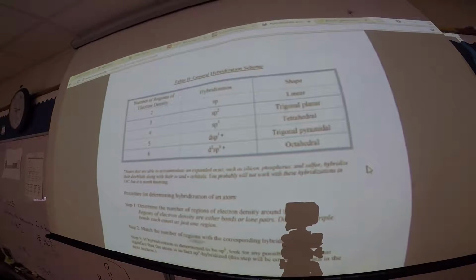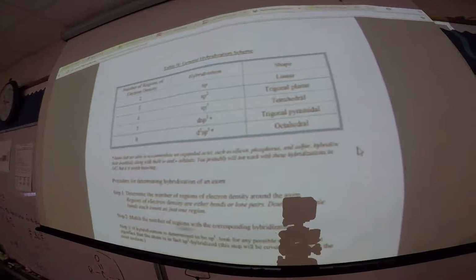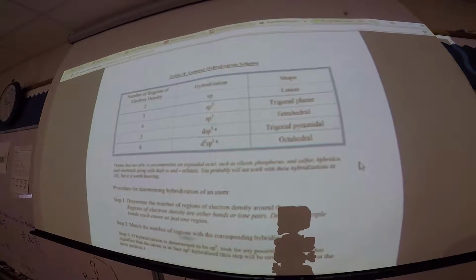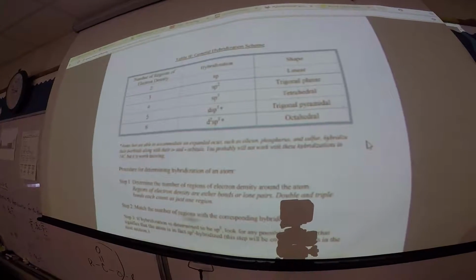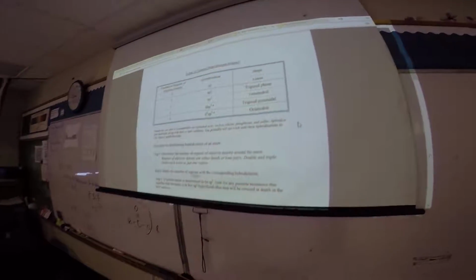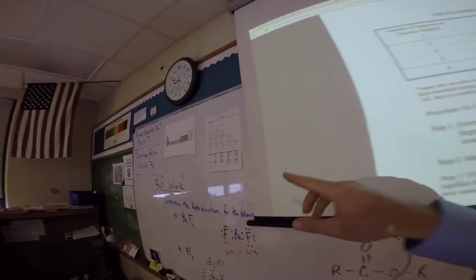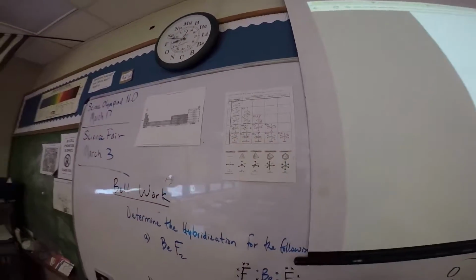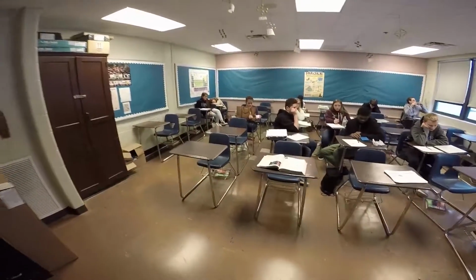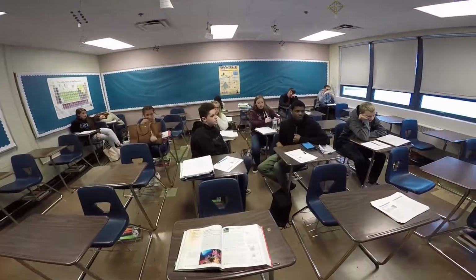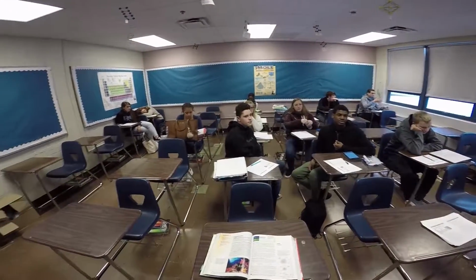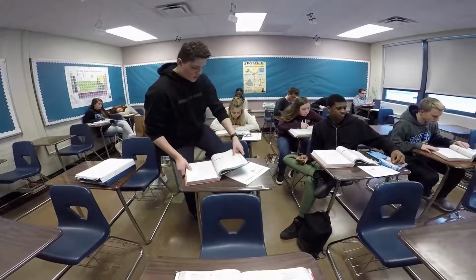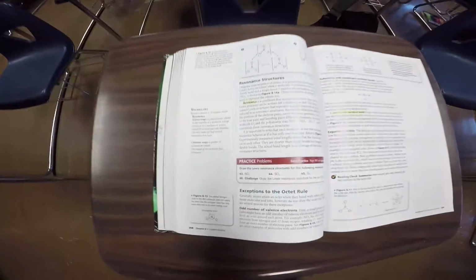Number of regions of electron density is 5. So that would be dsp3, trigonal bipyramidal. And then 6 would be d2sp3, octahedral. So if we look over here real quick and you look at octahedral, the octahedral has 1, 2, 3, 4, 5, 6 things around it. So how many electrons would octahedral have around it? Raise your hand. Sophia, what's 6 times 2? So you'd have 12.